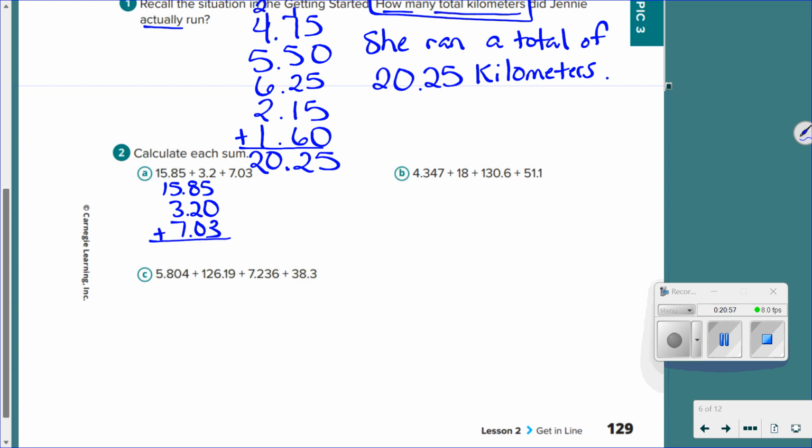5 plus 3 is 8. 8 plus 2 is 10. Bring down my decimal. 1 plus 5 is 6 plus 3, 9 plus 7. What are you talking about? I'm adding these together. What did you do? Carry my 1. 1 plus 1. 26 and 800ths. Yes?